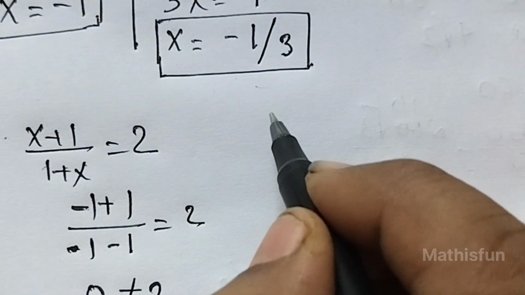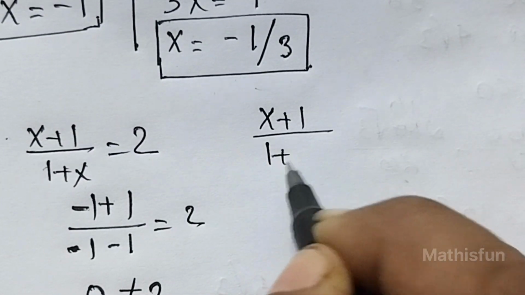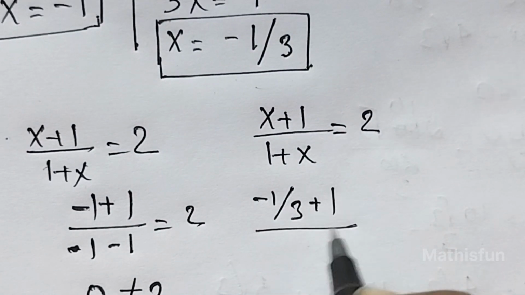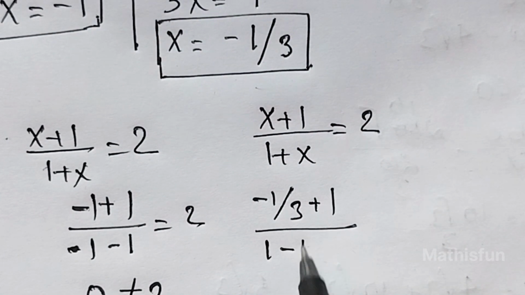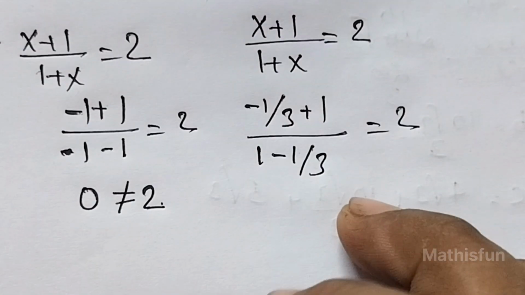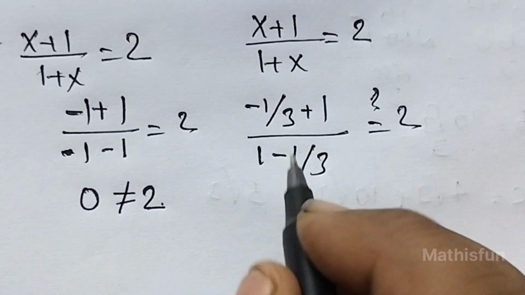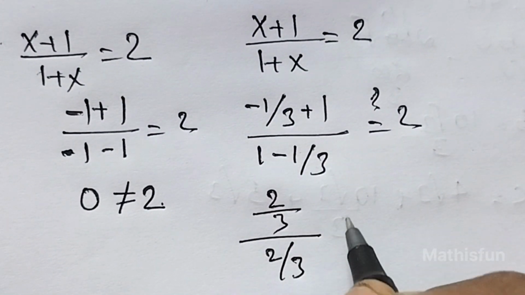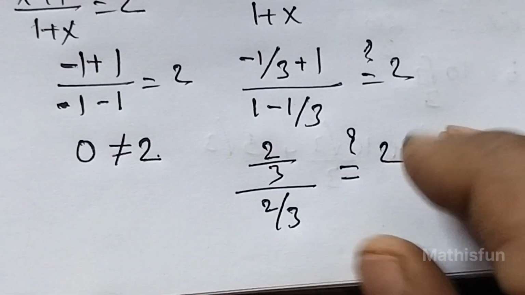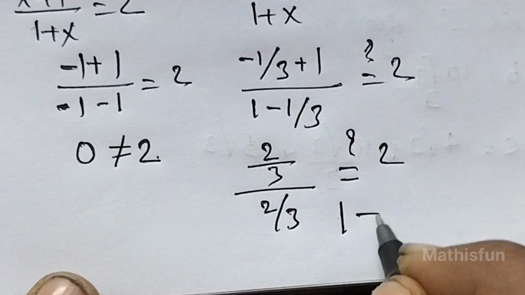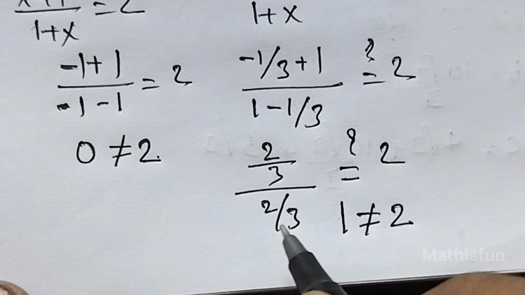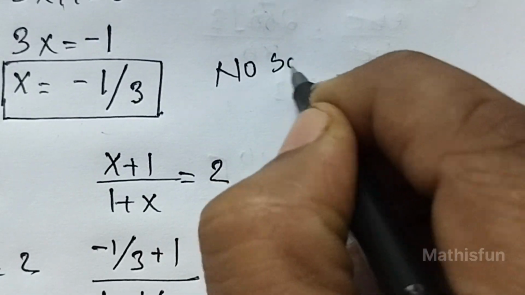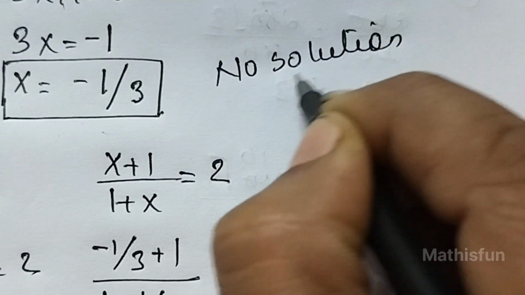Now for this case, x = -1/3: (x + 1) upon (1 + x) = 2, so we check (-1/3 + 1) upon (1 - 1/3) = 2. We get 2/3 upon 2/3. Now from this we get 1, which is not equal to 2. So in this there is no solution. This equation has no solution.